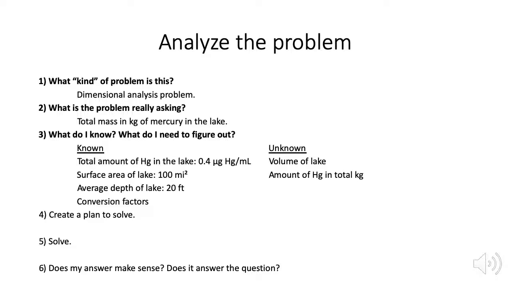So I've written that out. The two big unknowns are the volume of the lake. I'm going to need to figure out the total volume so I can make use of my ratio of 0.4 micrograms to milliliters. And then I'll need to eventually end up with the total amount in kilograms of mercury. All right, so let's make a plan to solve this.